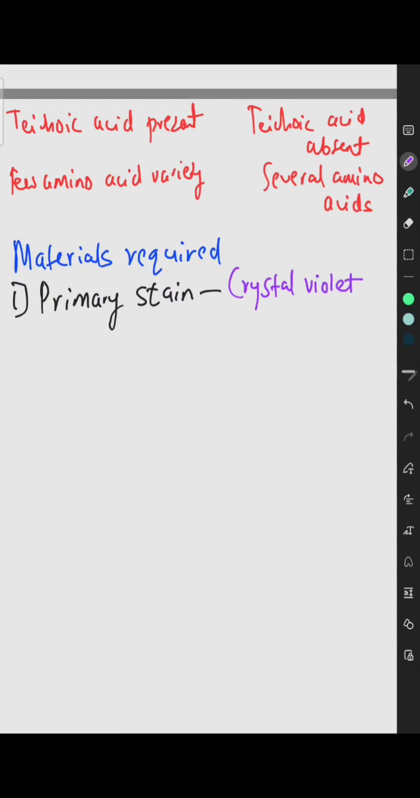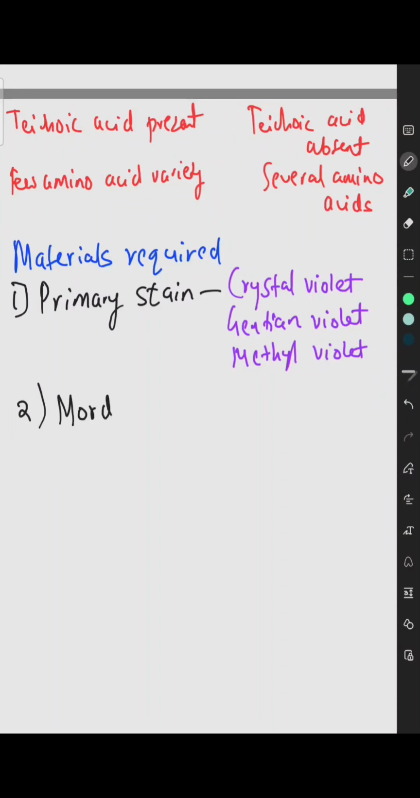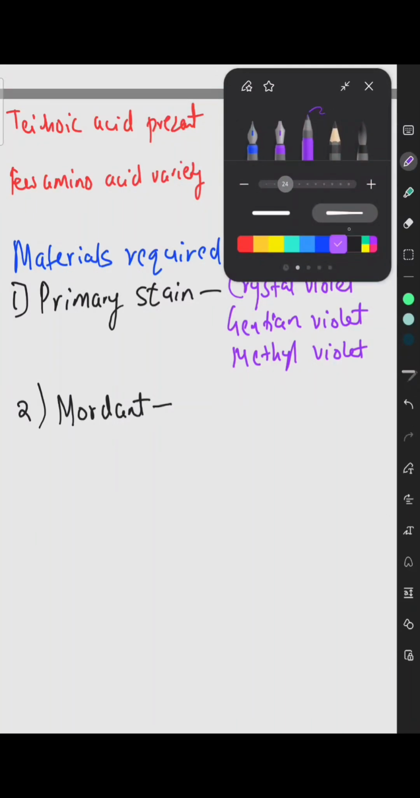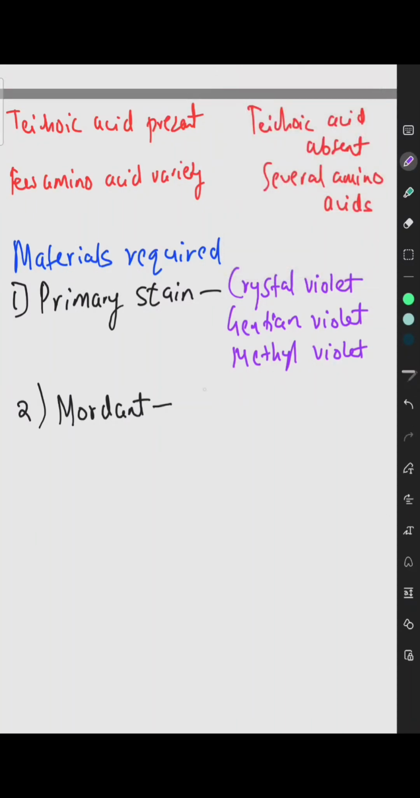Now I will explain the function of each of these stains, the types of bacteria and examples of each, and how to remember them easier in the next video. In this video we will focus only on the tutorial of how to perform the gram stain. The next item is a mordant. A mordant is like a fixer. So this is the gram's iodine. Okay, so this is important.